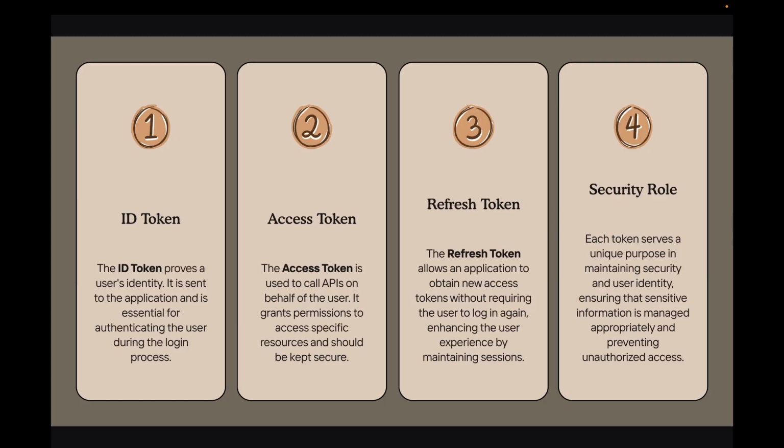OpenID has multiple types of tokens, and each token has one clear purpose. The ID token proves who the user is. The access token is used to call APIs. The refresh token is used to obtain new access tokens. Mixing up these roles is a common and dangerous mistake.